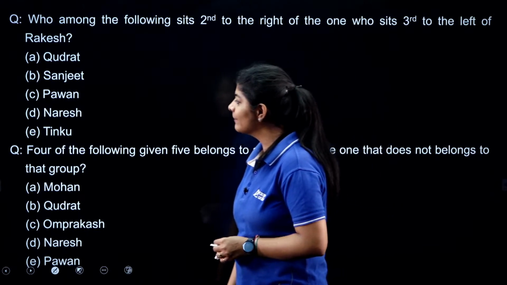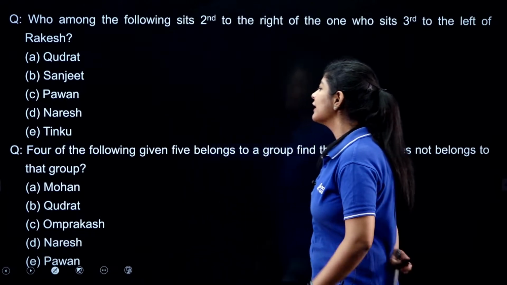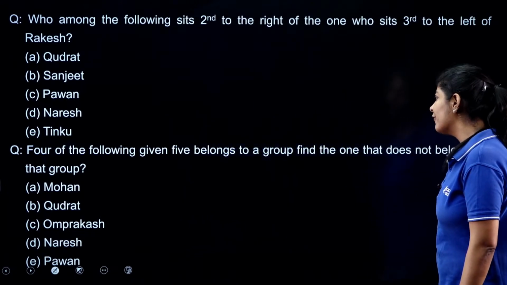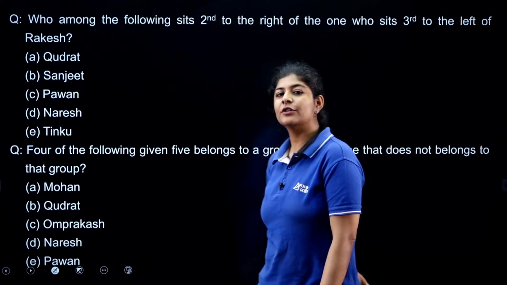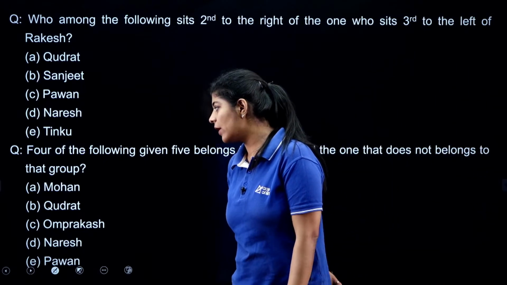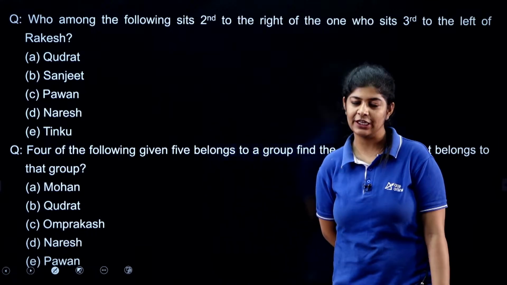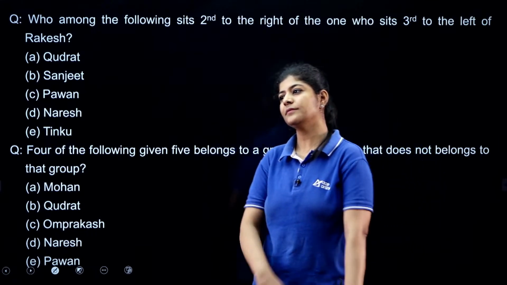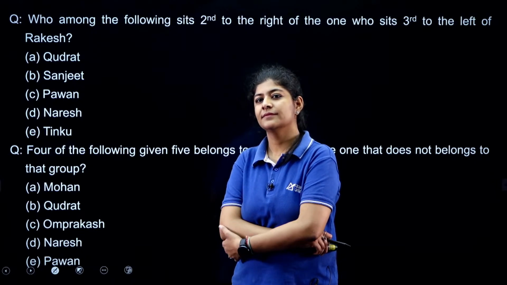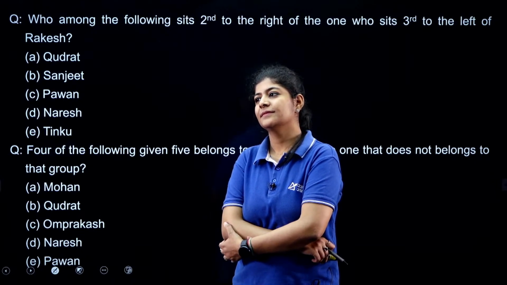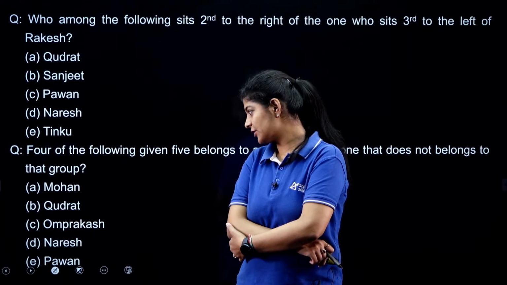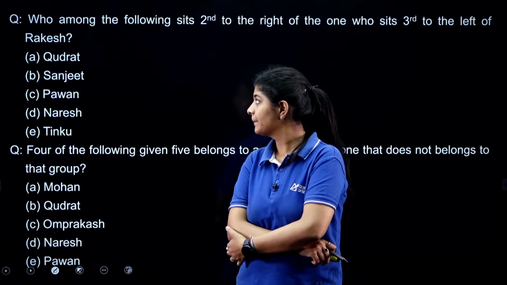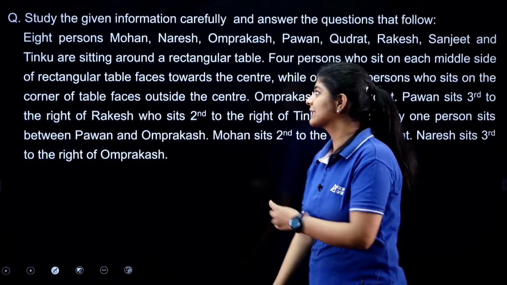Pawan, okay, let's see. Next, 4 of the following given 5 belong to the group, find the one that doesn't belong to the group. We have to find out the odd one out. And the options are Mohan, Kudrat, Om Prakash, Naresh and Pawan. Okay, very good, Chandrasekhar. Okay, let's start discussing this.